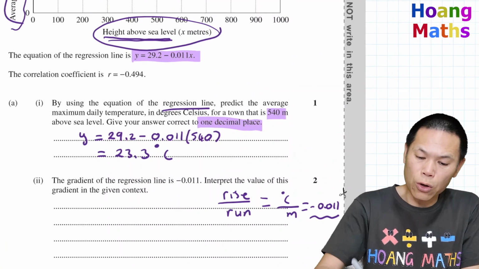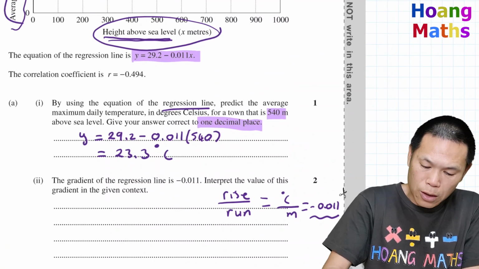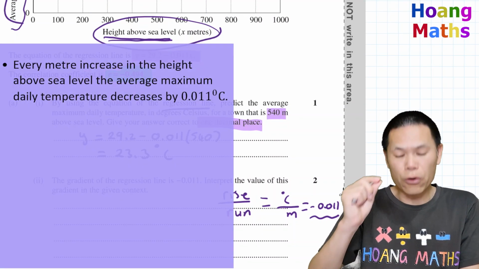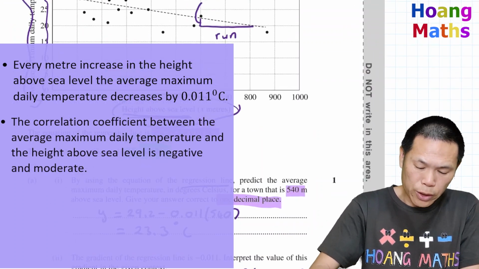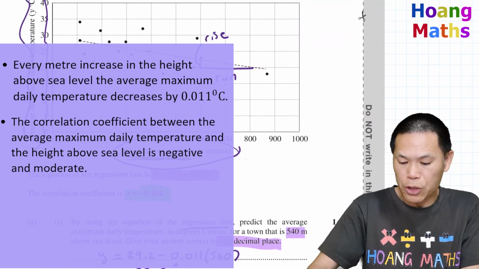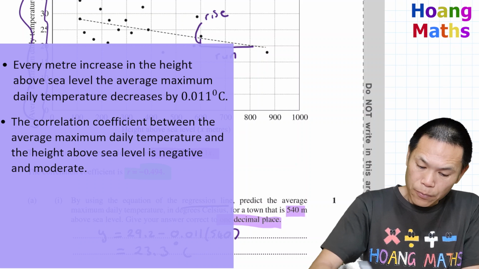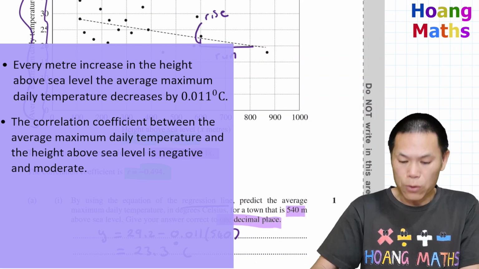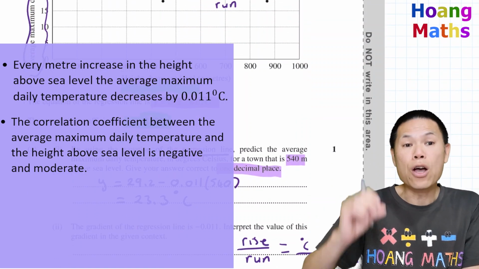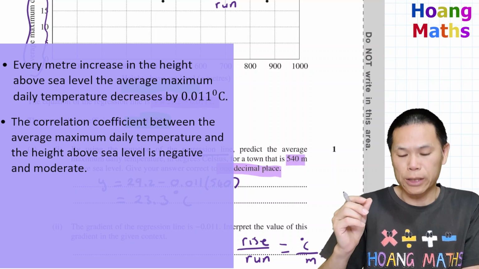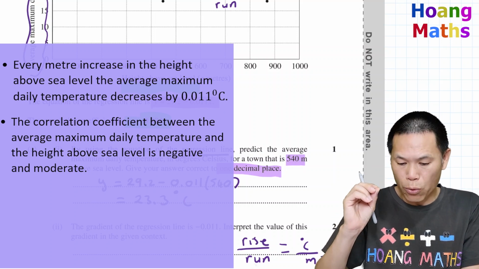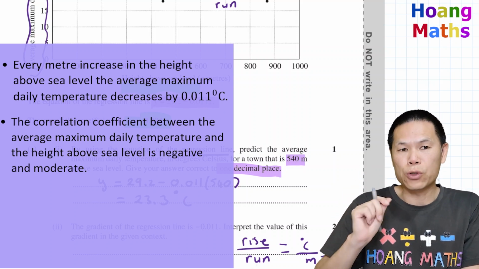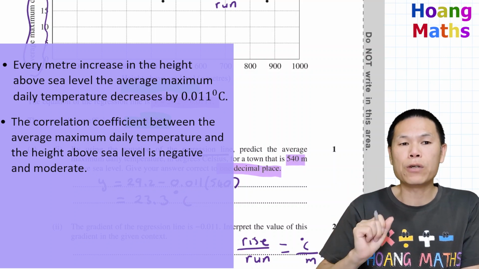And we can also mention this correlation as well. The correlation between the average maximum daily temperature and the height above sea level is a moderate negative correlation, because it's negative 0.494. So it's a moderate negative correlation.